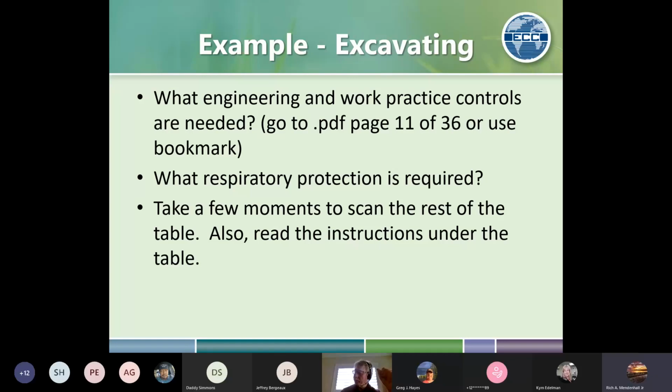Okay, so this is something where the exposures aren't expected to be as severe as some of these other operations where you're using tools to physically grind or crush material, but there still could be some exposure. So Rich, as far as using water suppression, what's the standard there? What's the criteria?